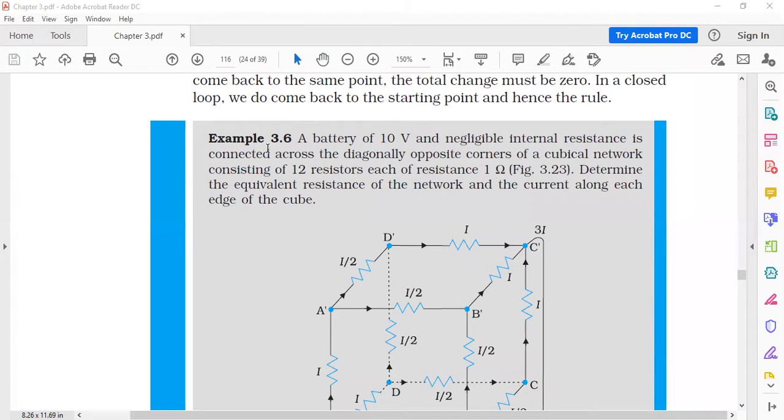Good morning, dear students. Today we'll have an exercise on Kirchhoff's rules and circuit diagram. Let me take example 3.6 from the textbook.